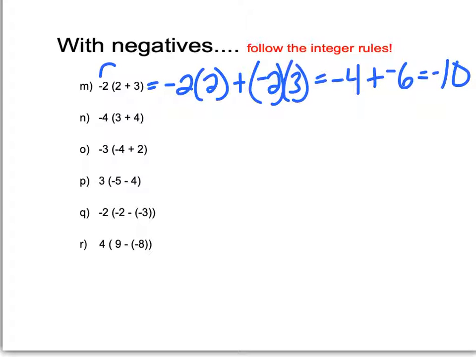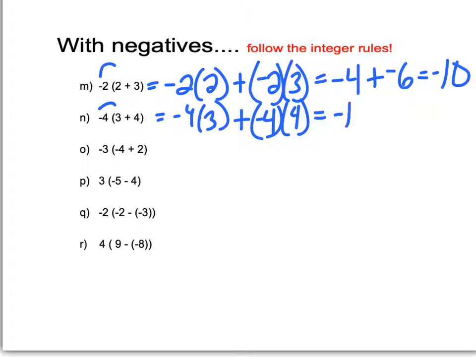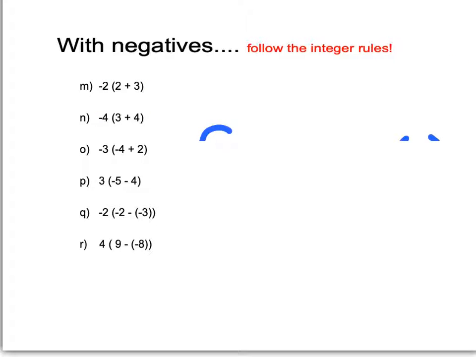Letter N. Negative 4 times 3 plus a negative 4 times 4, which is a negative 12 plus a negative 16. Remember, same signs add, so I will get a negative 28 for my answer. You try the last 4. Pause the video.